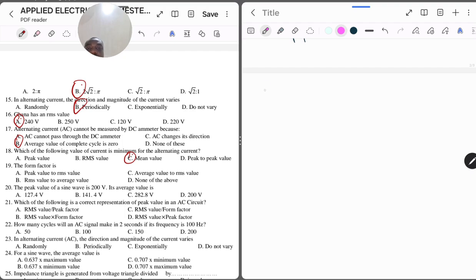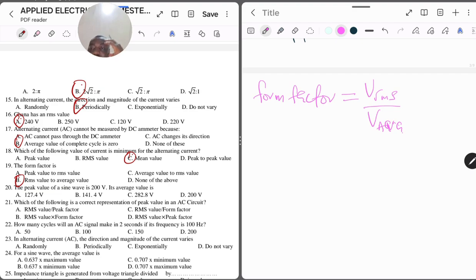For form factor, we take the ratio of what? Meaning we take the root mean square value, let's say if it's voltage, to the average voltage. So that's the formula. So when you look here, the answer is root mean square value to average value, which is B.